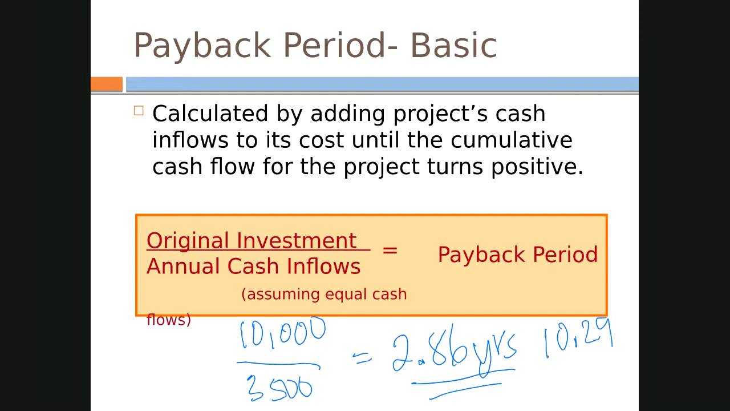So, itong 0.29, pwede ko rin i-multiply sa 30 days para makompute ko kung ilang days yun. But generally, yung 2.86, acceptable na yan, no? For capital budgeting purposes. Pag may tanong, pwede mag-raise ng hand.